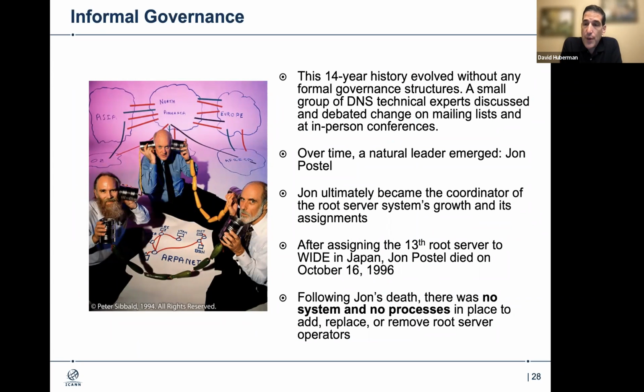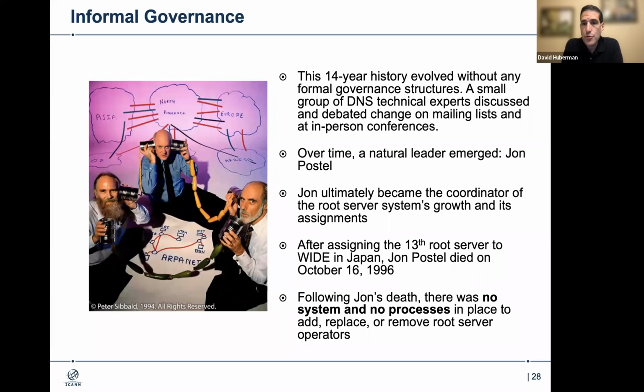What's interesting about this, though, is we have 13 root name servers and 12 root server operators. And this history from 1983 to 1997 actually evolved without any type of formal governance. It was just a bunch of DNS geeks, really. It was people who ran DNS and name servers who got together mostly on mailing lists and at in-person conferences like the IETF to say, you know, this is probably how it ought to work, so let's try it.